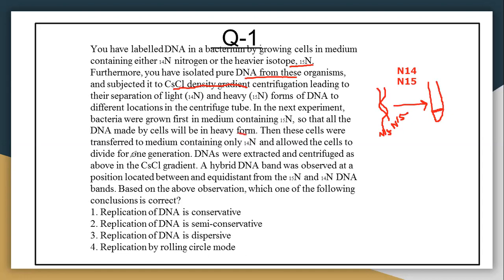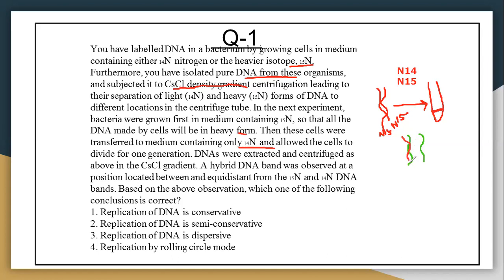Now these cells are transferred to an N14 medium. N14 is the lighter isotope, so I am giving the green color for N14, right? Now all the new strands will have N14 added. So starting with N15, N15, the medium is now changed and transferred into N14 medium.